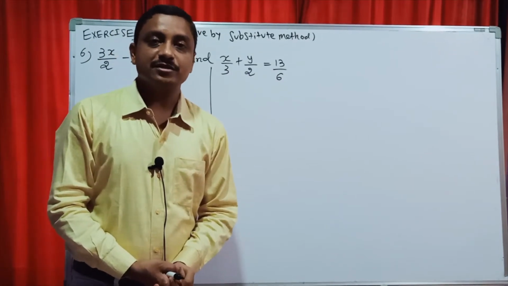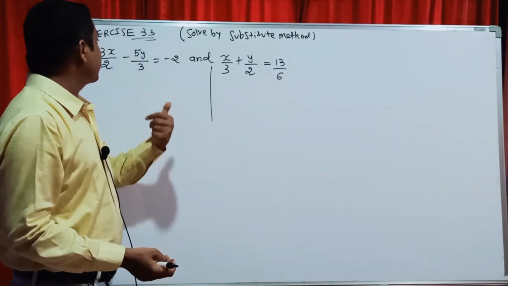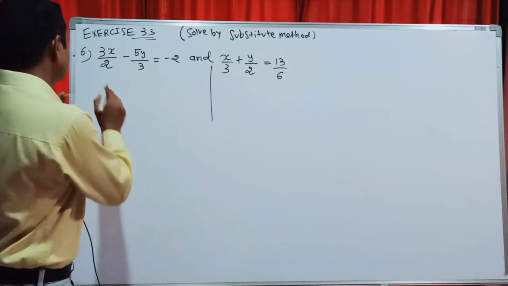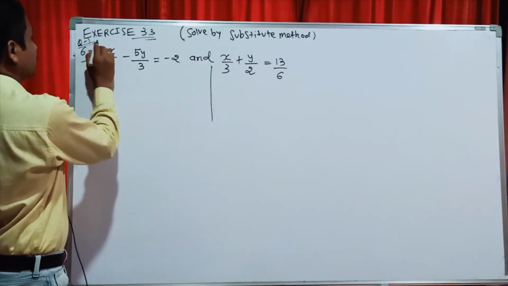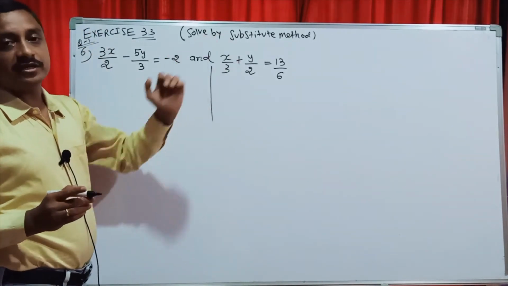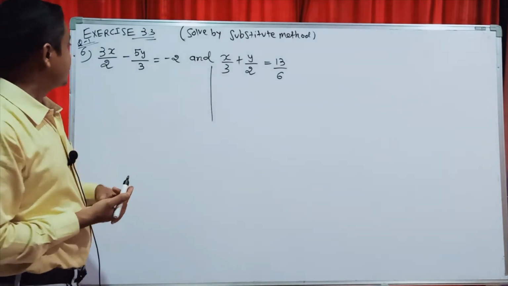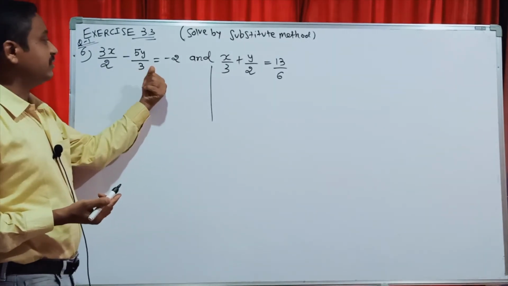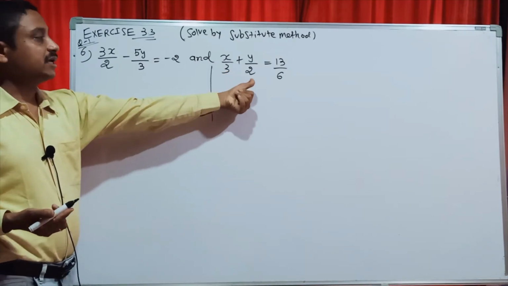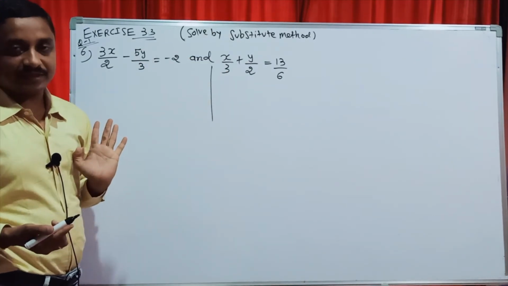Now continue, students, with our further questions. Exercise 3.3, question 1, the sixth one. Same, calculate by the substitution method. Yes, the equations are 3x by 2 minus 5y by 3 is equal to minus 2, and x by 3 plus y by 2 is equal to 13 by 6.